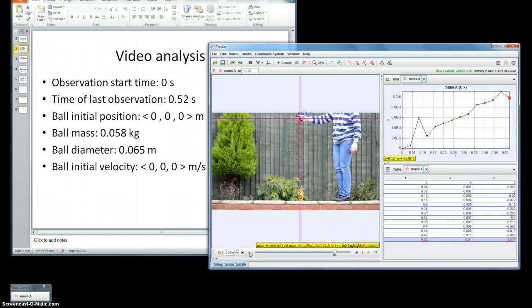I tracked the point mass at the center of the ball as it fell, and in the frames where the ball was blurred, I marked the center of the blur as an estimate of the position. The total observation time is 0.52 seconds, and initially the ball is moving with zero velocity.